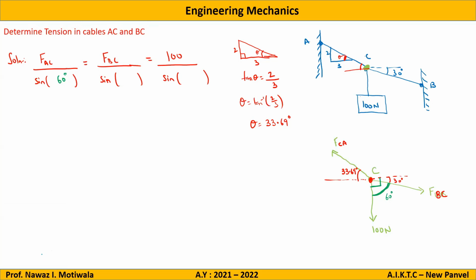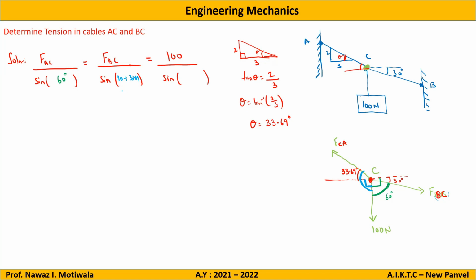Now similarly, if I consider FBC, the angle between the other two forces is this one, this blue color one. Now out of this, we know that this angle is 90. So what will be the total angle? 90 plus 33.69. Am I correct? Yes, sir.